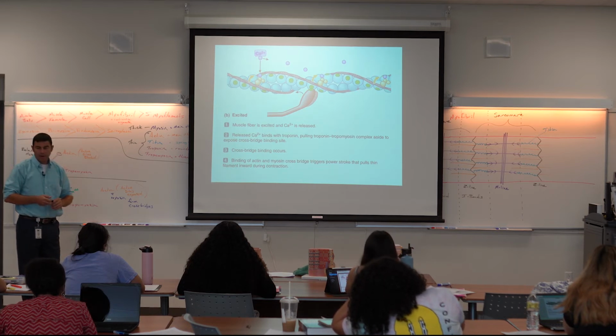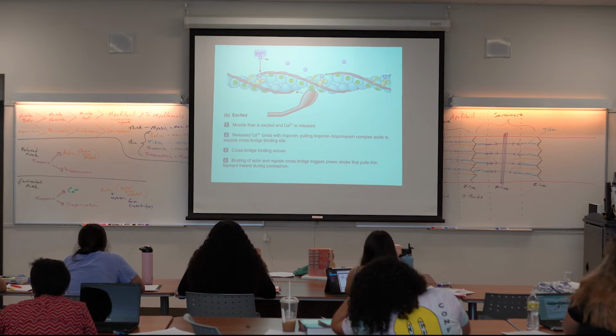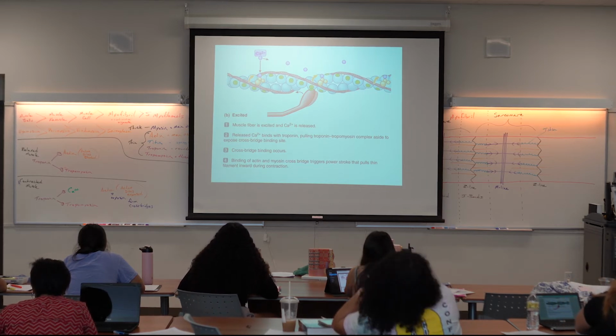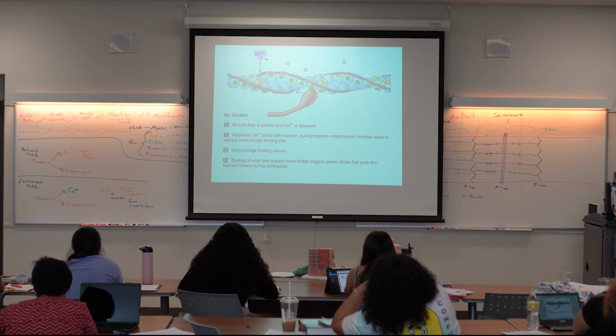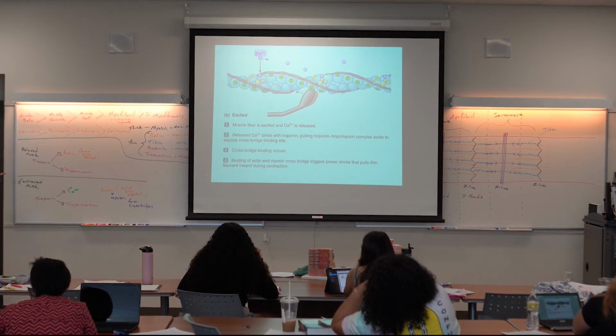We can try this. How many people? Can I get y'all to participate real quick? I don't know if I've got this active site right here, so I'll have to be actin. We need a troponin and a tropomyosin. You would do that? Sure. We need some people to participate here. You want to be troponin or tropomyosin?